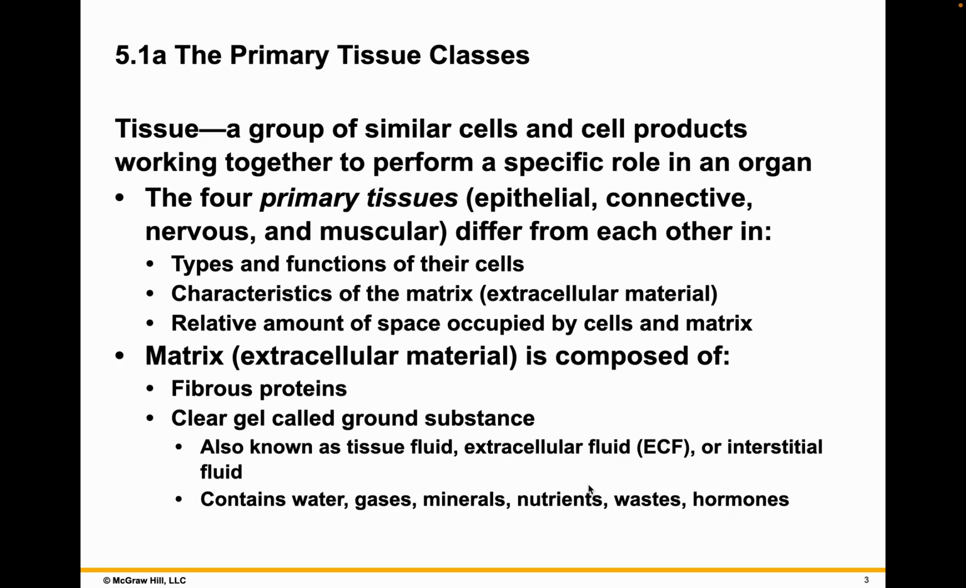They differ from each other in the types and functions of their cells, the characteristics of the matrix, which is the extracellular material around the cells, and the relative amount of space occupied by cells and/or matrix, kind of the ratio. That matrix, the extracellular material, is composed of fibrous proteins and a clear gel called ground substance. It's also known as tissue fluid or extracellular fluid, or very often I use the term interstitial fluid. It has water, gases, minerals, nutrients, waste, and hormones.